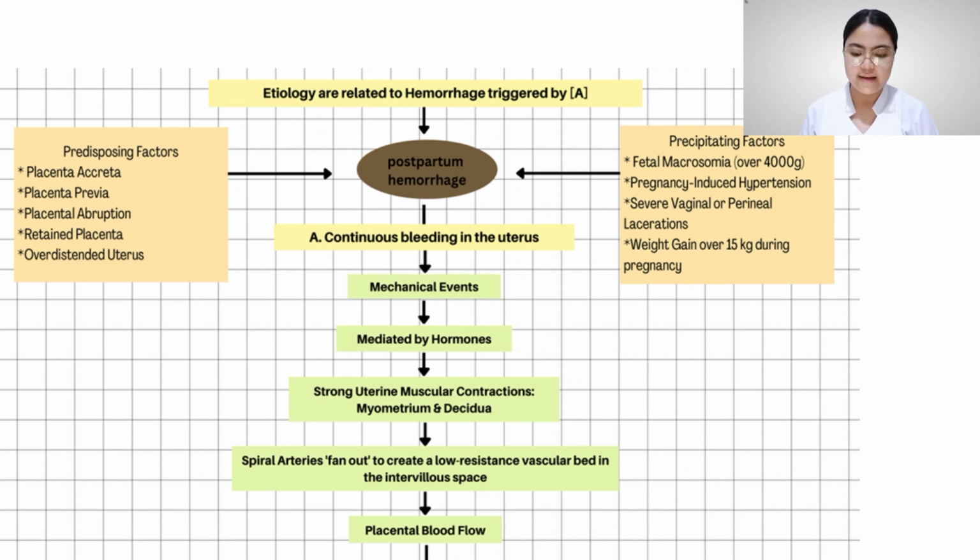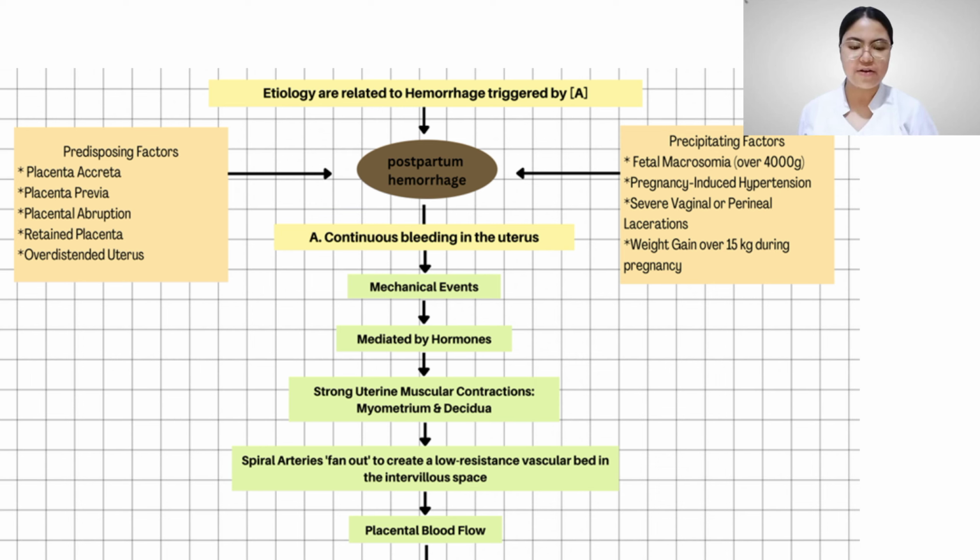It is said to be present when the height of the fundus is greater than the gestational age. So, that's all for our predisposing factors. Now, let us move on to the precipitating factors. First is fetal macrosomia, which is used to describe a newborn who's much larger than average. It is indicated on the screen that it is over 4,000 grams.